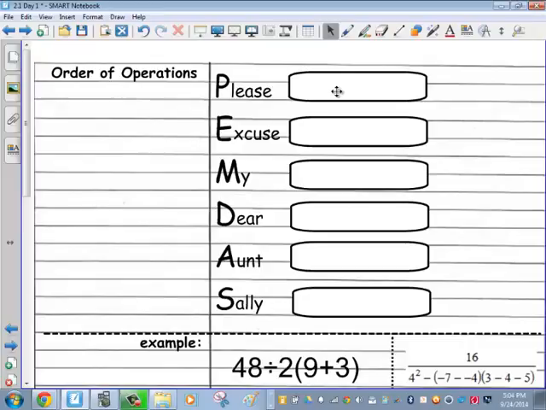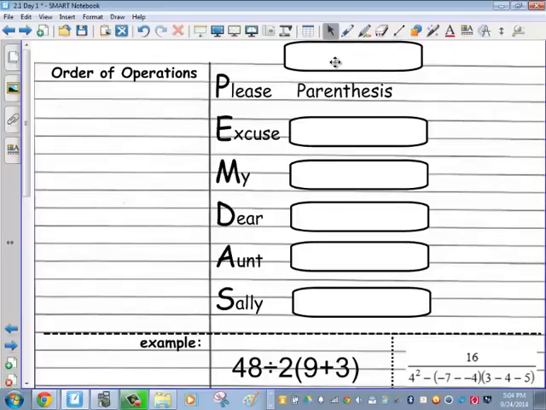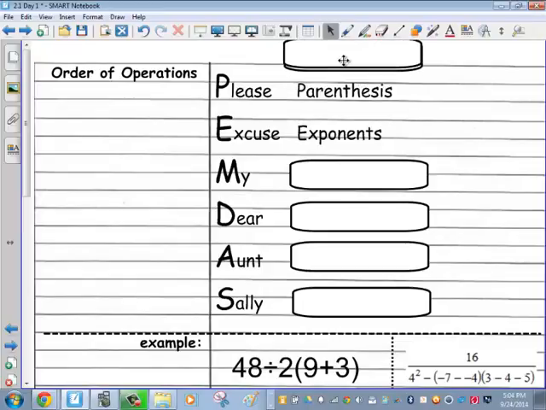Well, the P represents the parentheses. That's the first thing you need to do. You need to do whatever is in parentheses first before you do anything on the outside. The next thing you need to do is the E, or the exponents. So once the parentheses are done, you want to apply any exponents.